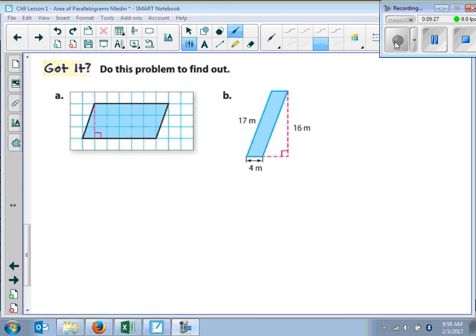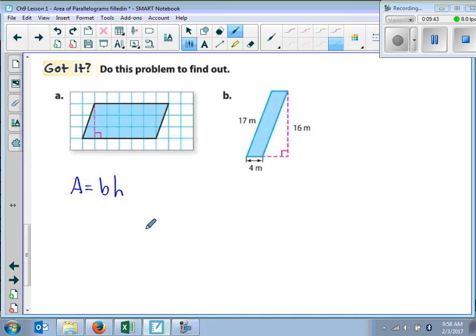Right, so here's the first example. Let's do example A. You're going to write these down. Oh, thank you. So here, the first thing we're going to do is write our formula. What's our formula for area? Area equals base times height. Okay, so the first thing is write your formula.